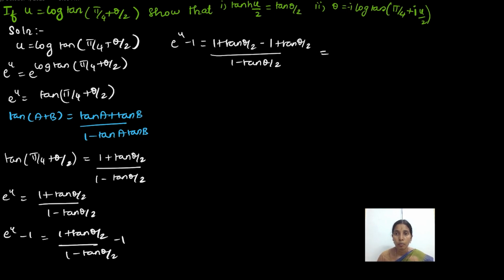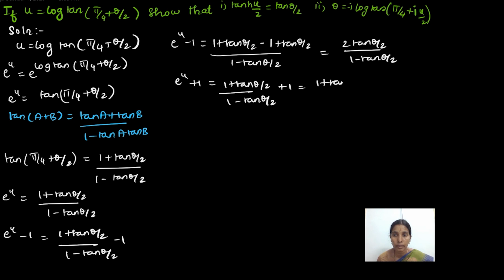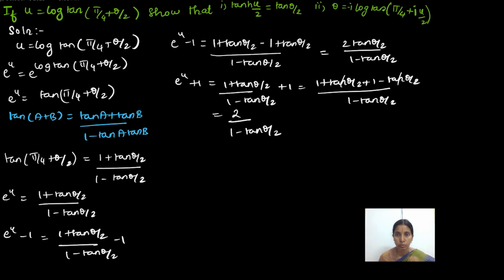From this, the 1 values get cancelled. So we get 2 tan theta by 2 divided by 1 minus tan theta by 2. Similarly, we have to find the value of e power u plus 1. So (1 plus tan theta by 2) divided by (1 minus tan theta by 2), plus 1, which is equal to 1 plus tan theta by 2 plus 1 minus tan theta by 2, the whole thing divided by 1 minus tan theta by 2. From this, the tan theta by 2 terms get cancelled, remaining 2 by 1 minus tan theta by 2.